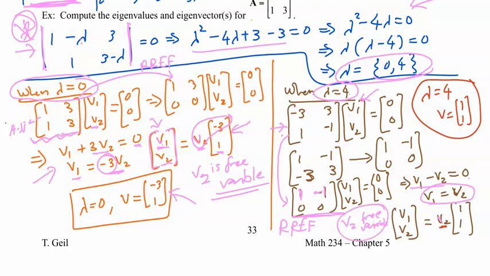So again, for V2, just write that down, and it has to be 1 here because V2 equals V2. You cannot have 0 there. And V1 and V2 are the same, so it's 1 here too. So the eigenvector is (1, 1). Again, when lambda is 4, your eigenvector is (1, 1). When lambda is 0, the eigenvector is (negative 3, 1).